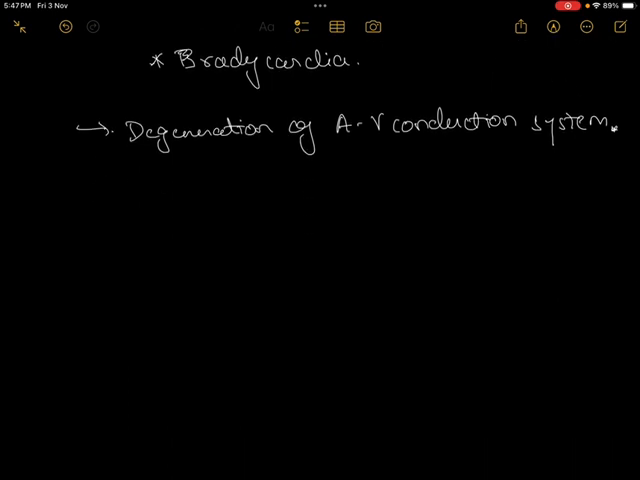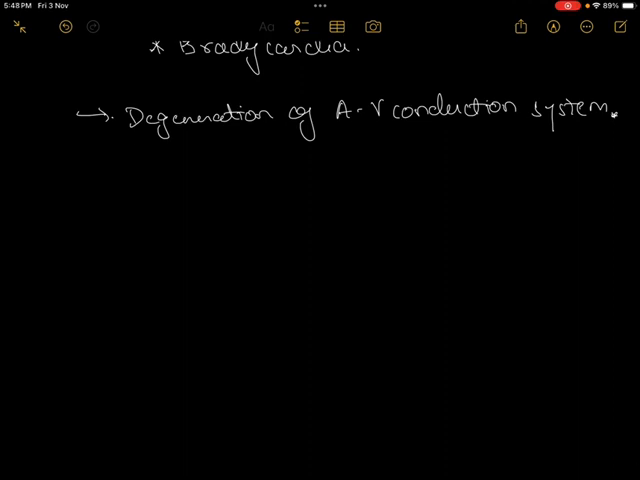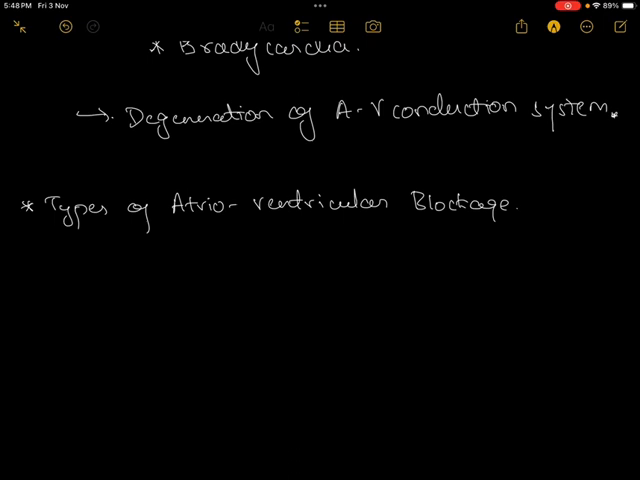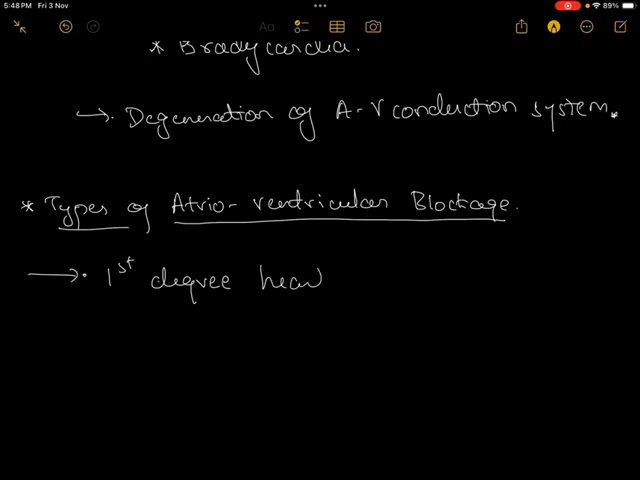Now coming to the types of atrioventricular blockage. So what are all the types of atrioventricular blockage? If we talk about the types of atrioventricular blockage, it is classified into 3 types. The first one is first degree heart blockage. And the second one is second degree heart blockage.